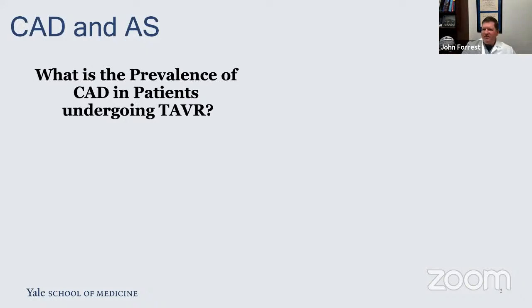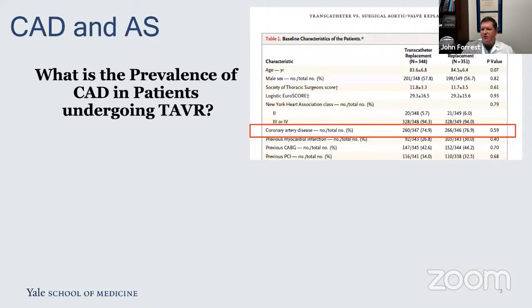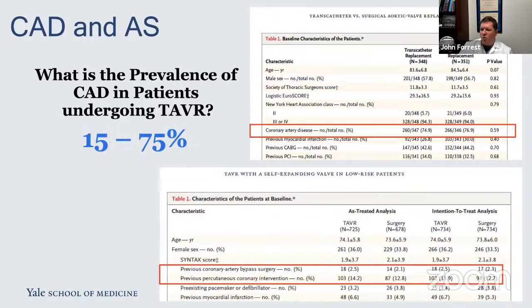Yeah, so it really depends where we look. If we look in the first PARTNER data, so this is PARTNER high risk, where we randomized them to surgery or TAVR, the percentage of patients who had coronary artery disease was about 75%. Conversely, if we look at the low risk Evolut paper, the percentage of patients who have coronary artery disease is about 15%. So it really depends a lot on our patient population.